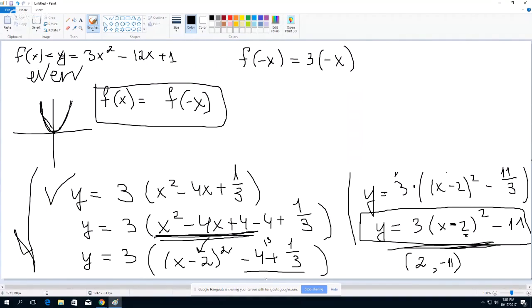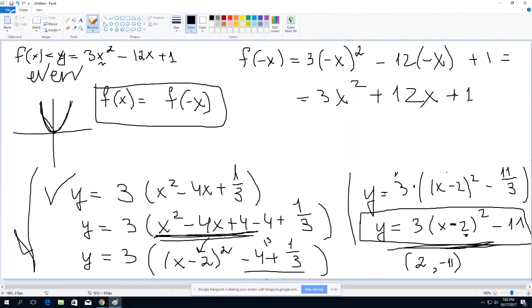Okay, so f of negative x. That flips all the signs, right? You just substitute negative x instead of x. So you have 3 times negative x squared. See, here was x, you just substituted it with a negative one. Negative 12 times negative x plus 1. And we will get 3x squared plus 12x. Negative 12 times negative x is just 12x, plus 1.